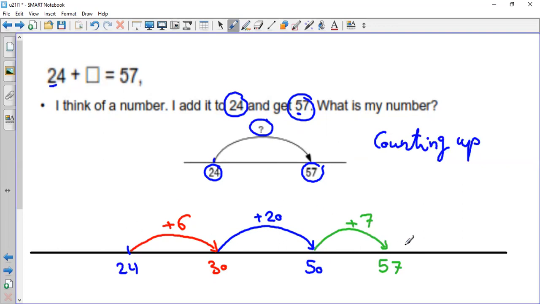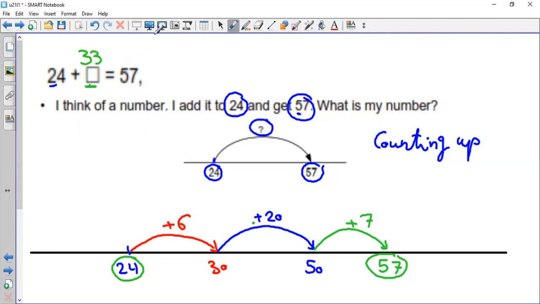So where is the solution? The missing number is the distance from 24 to 57, or the difference between them. In other words, the missing number is the number of steps that I walked from 24 until I reached 57, which is 20 plus 7 plus 6. 20 plus 7 is 27, plus 6 is 33. So the missing number here is 33.